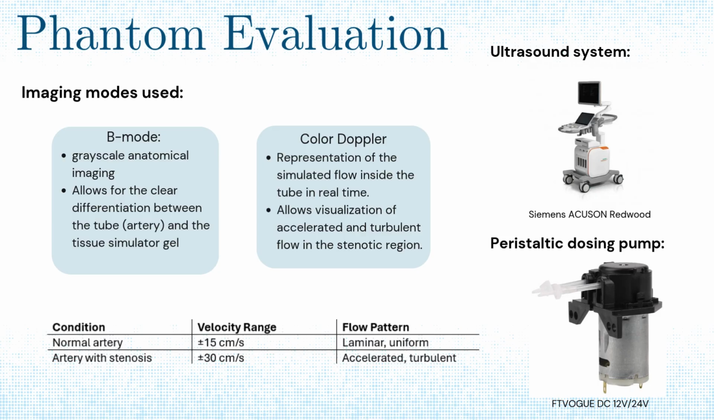First, in B-mode, we were able to clearly differentiate between the top structure and the surrounding gel. In the second part, the Doppler mode, we visualized real-time flow through the simulated vessel. As expected, the healthy artery condition produced a uniform flow with velocities around 15 centimeters per second, while the stenotic artery showed a turbulent and accelerated flow reaching above 30 centimeters per second. This contrast validates the phantom's ability to replicate key clinical scenarios.